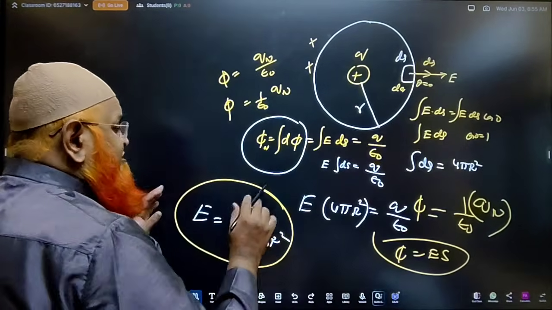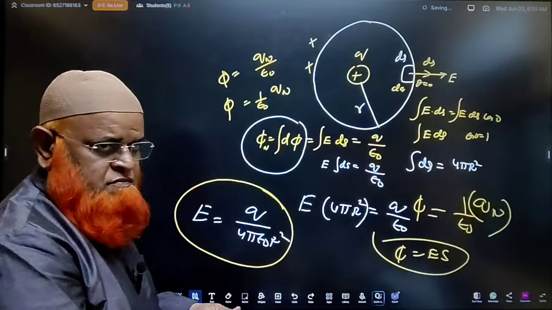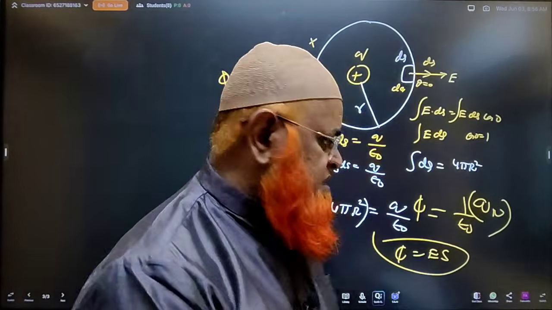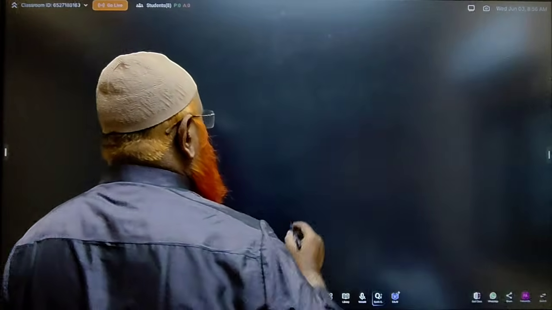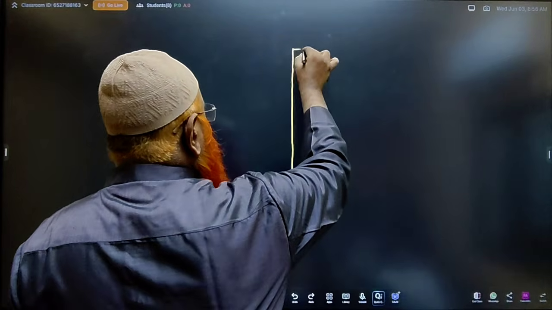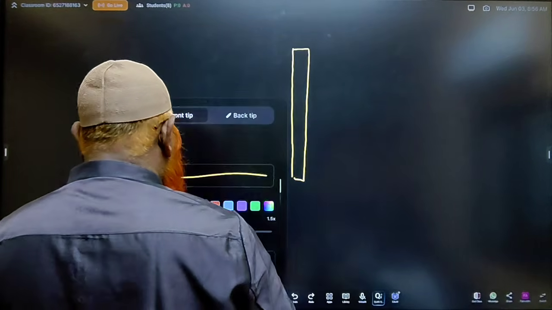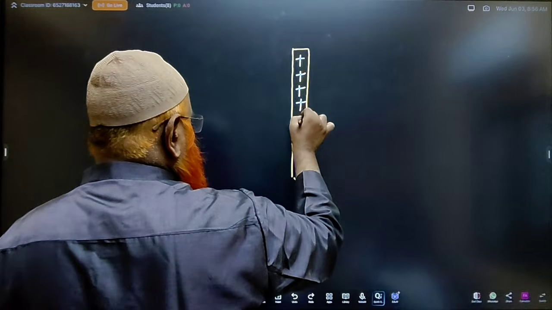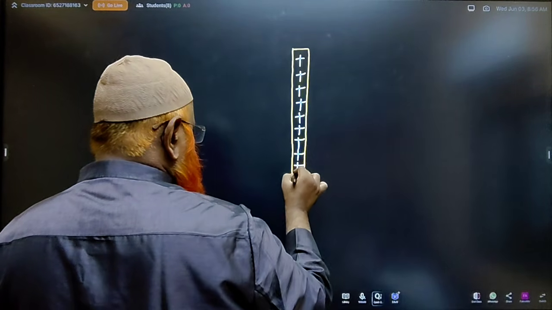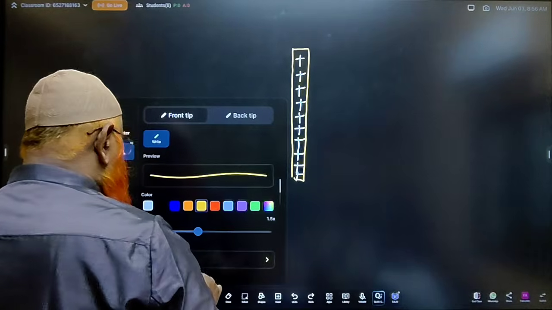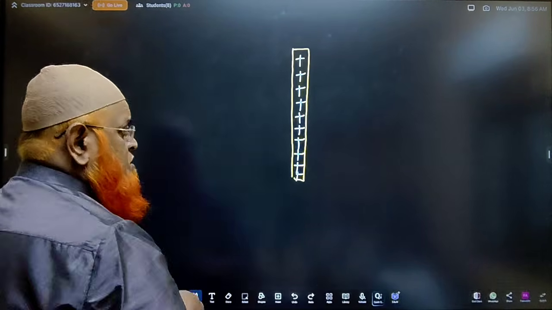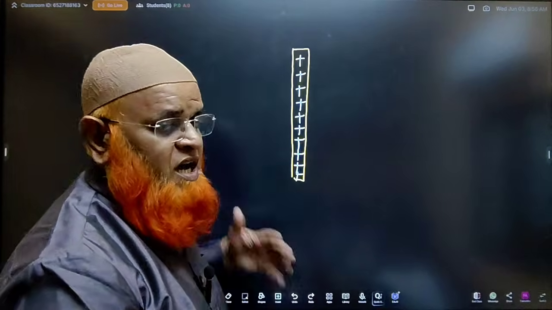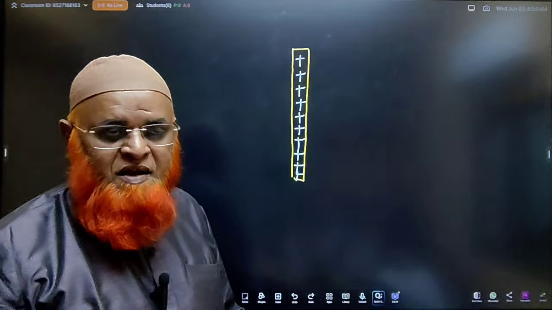So I have applied Gauss law for a single charge. Gauss law can be applied for a single charge or a series of charges. Now, the most important topic, where you get more previous year questions, is a line of charge. I have taken a wire where a series of charges are present. I want to find out the electric field intensity because of this line of charge. You can't apply Coulomb's law now.